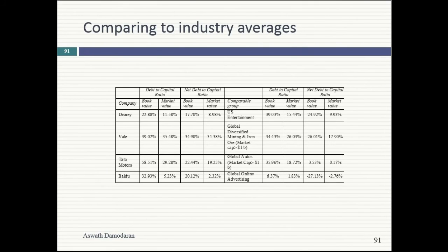So I went and looked at the rest of the sector. What I did was I compared Disney to US entertainment companies. Those are Disney's debt ratios. You're saying, why are there 4 debt ratios? I computed every conceivable debt ratio because the CFO might have his own measures. I used book value and market value. I looked at gross debt and net debt. I came up with 4 debt ratios. I did the same 4 debt ratios for US entertainment companies.